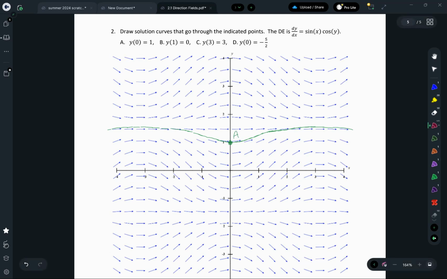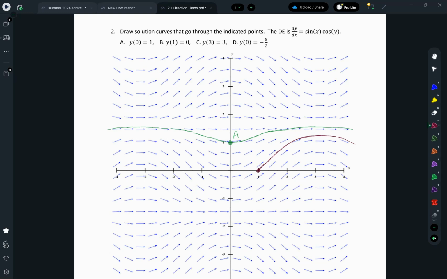Okay. All right, I'm sorry, this is A. B is y of 1 is 0. So now we'll go to x is 1, y is 0, and see what we get. Okay, to the right, we head off in a positive slope direction. And as we come to the lineal elements, make sure to stay parallel to them. And there's our curve there.